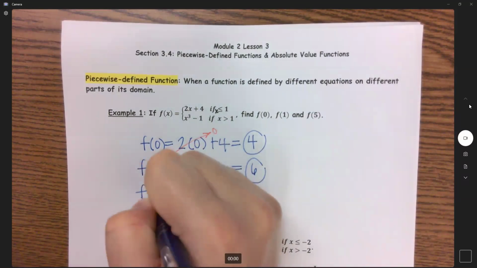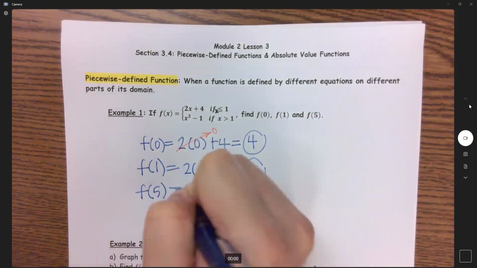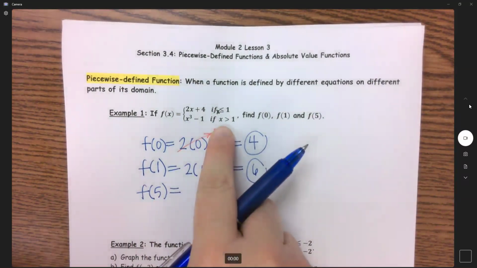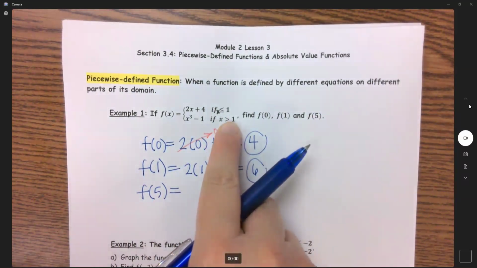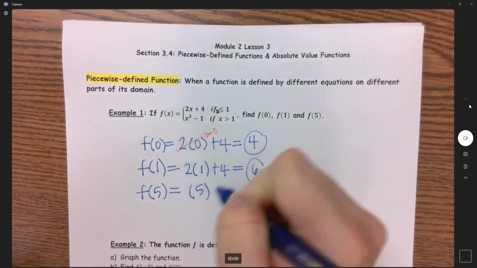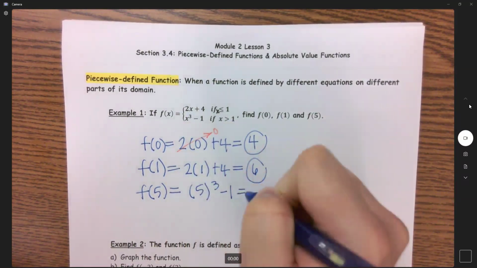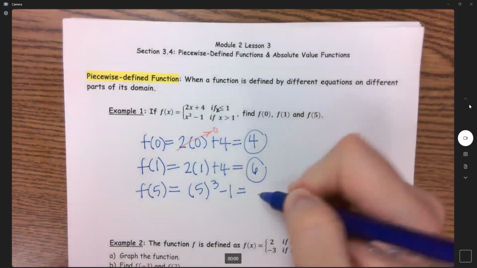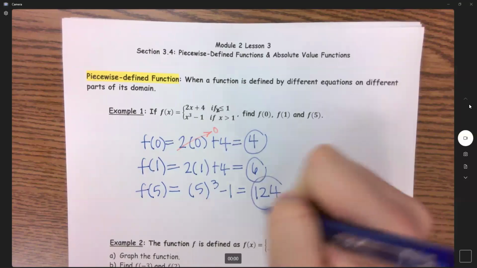And then lastly, we are going to find f of 5. Now 5 means that my x value is greater than 1, so I want to be using this bottom equation, this cubic. So we have 5 cubed minus 1. 5 cubed is 125, minus 1 gives me 124.